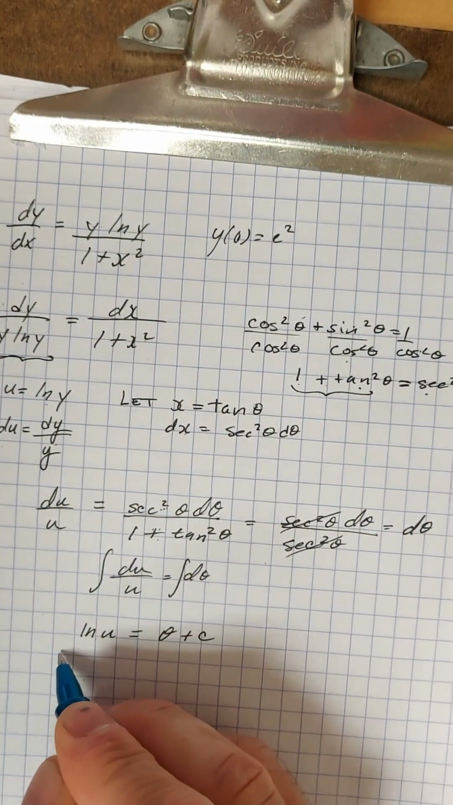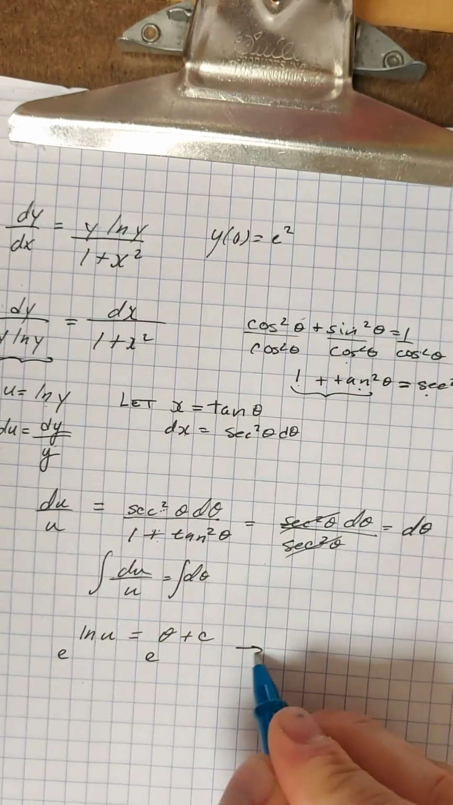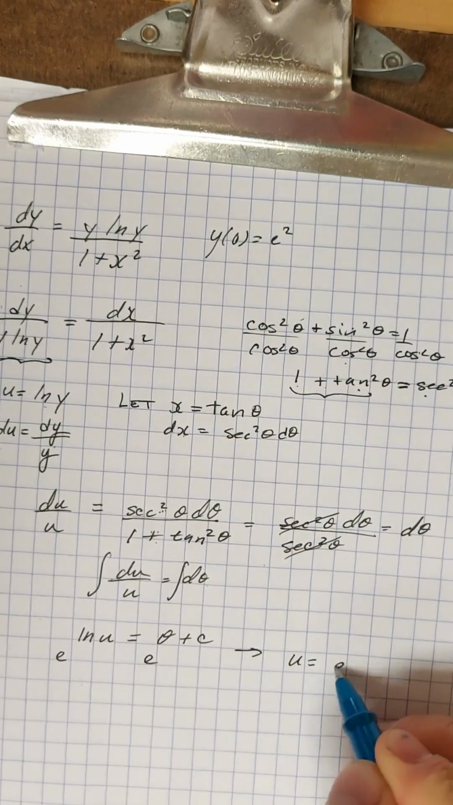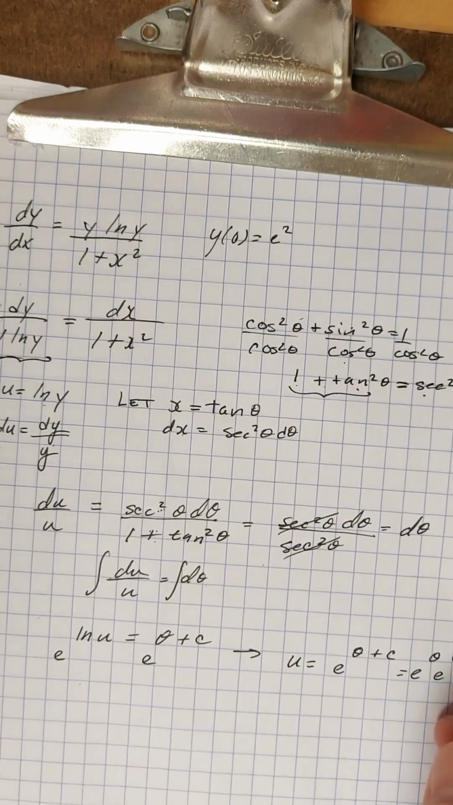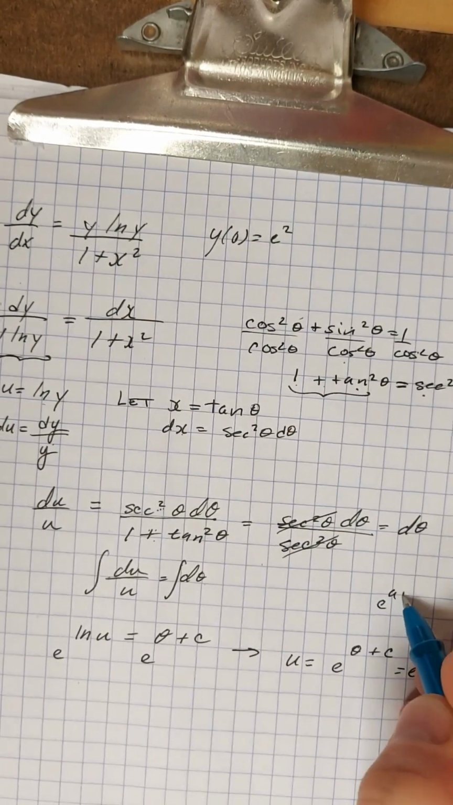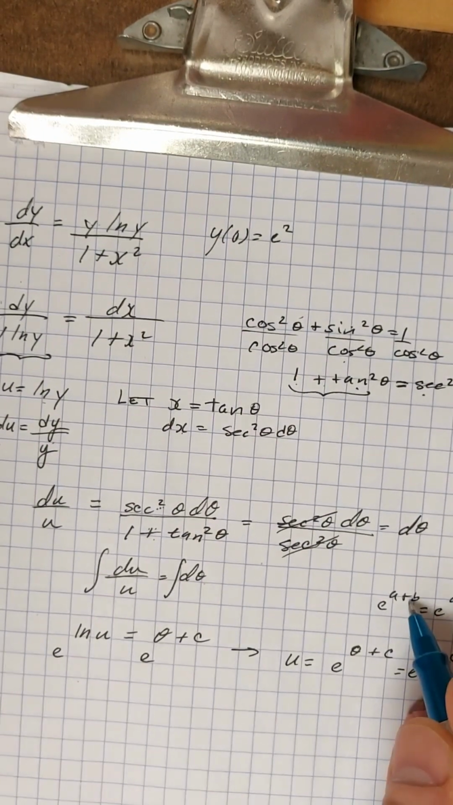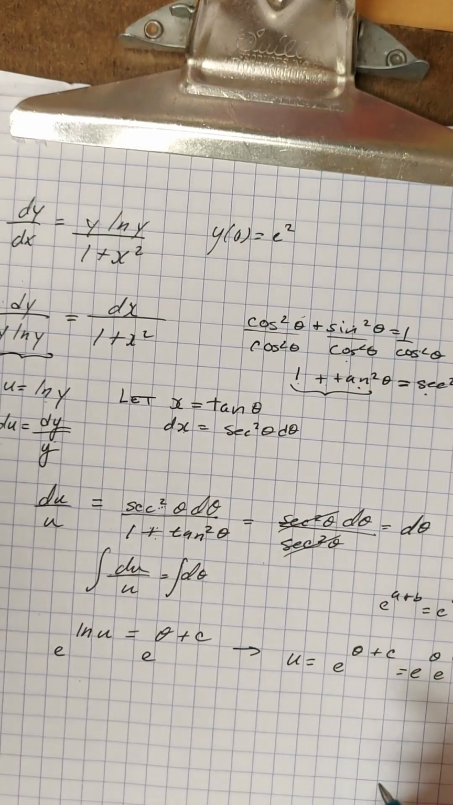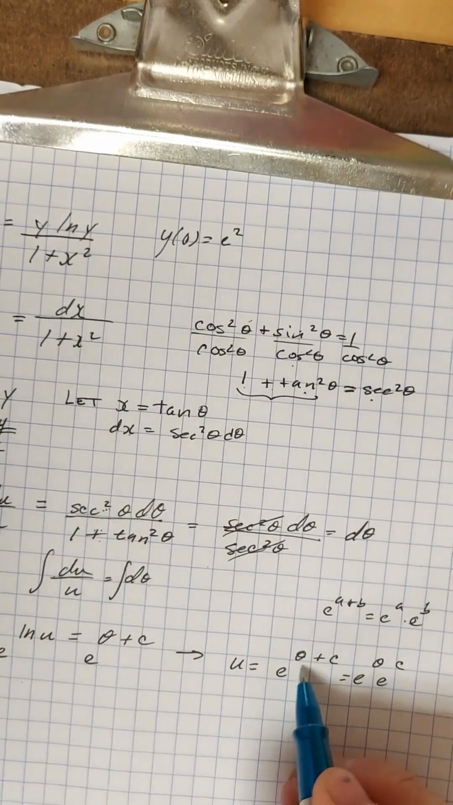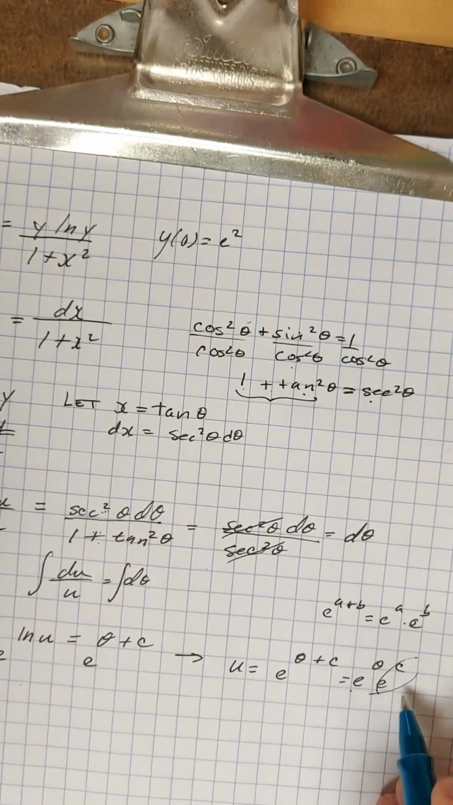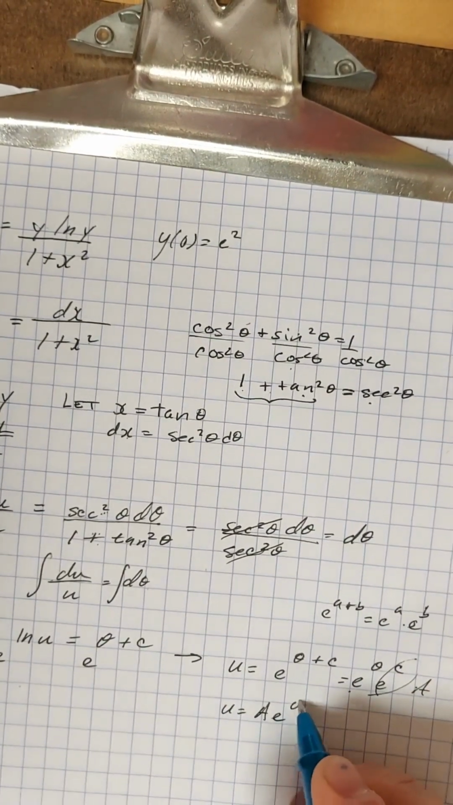First of all, I'm going to take the exponent of both sides because these are inverse functions, and that will produce u is equal to e to the theta plus c, which is e to the theta times e to the c, where I've used the fact that e to the a plus b is equal to e to the a times e to the b. You can add exponents, it's the same thing as when you multiply like bases. Now that we have this combination, I can relabel this as another constant. I usually call it capital A. So we have u is equal to A e to the theta.